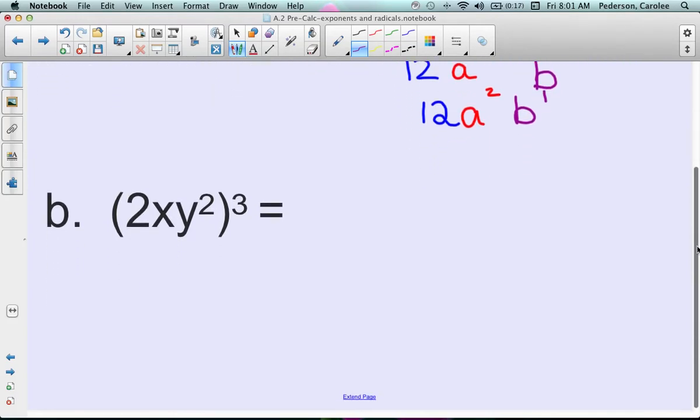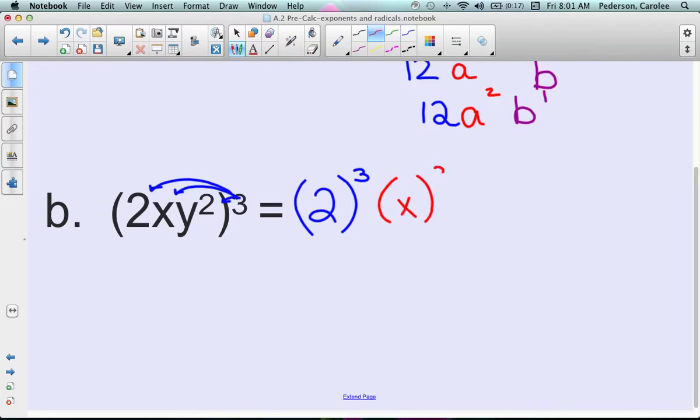This next example, we want to distribute that power through. So the power goes through to all three pieces. So it looks like this: 2 to the third, x to the third, y squared to the third. Now let's do some cleanup.